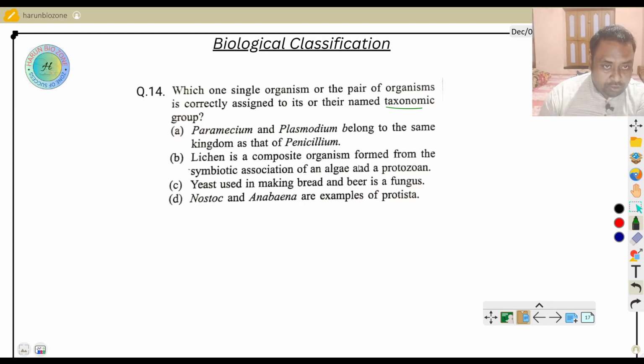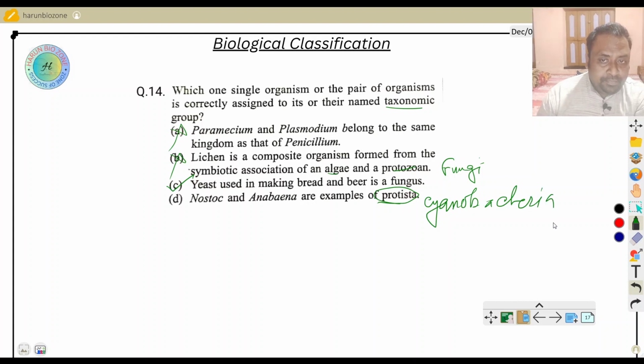Lichen is a composite organism formed from the symbiotic association of algae and fungi. It is the wrong answer. It is also wrong. Yeast is used in making bread and beer, in the fungus. Right answer. Nostoc and animal as examples of Protista: not. It is cyanobacteria. So here the right answer is C.